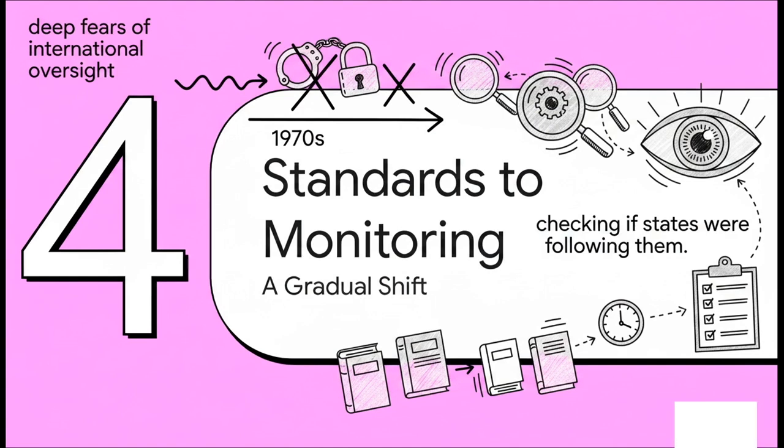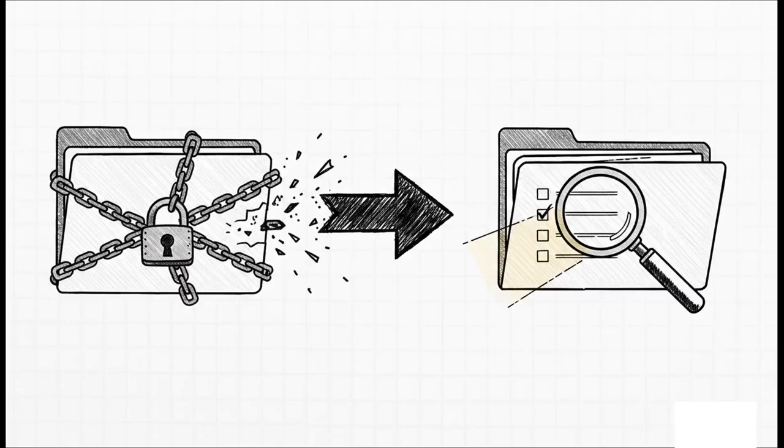Section 4, From Standards to Monitoring. The 1970s marked a real shift from just writing the rules to checking if states were actually following them. Because the UN is an intergovernmental organization, it only has the powers that sovereign states willingly granted. So early progress was pretty tentative. But in 1967 and 1970, new resolutions finally allowed the UN to openly discuss human rights violations in specific countries and even conduct confidential investigations into consistent patterns of gross violations.